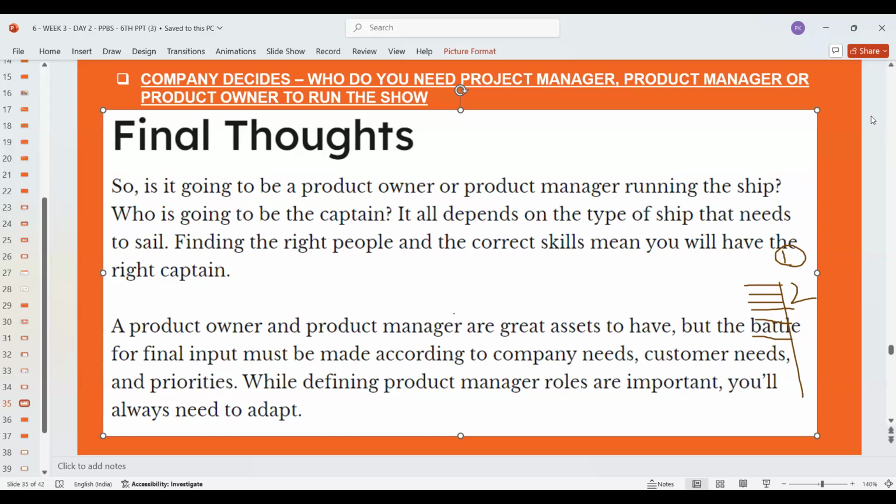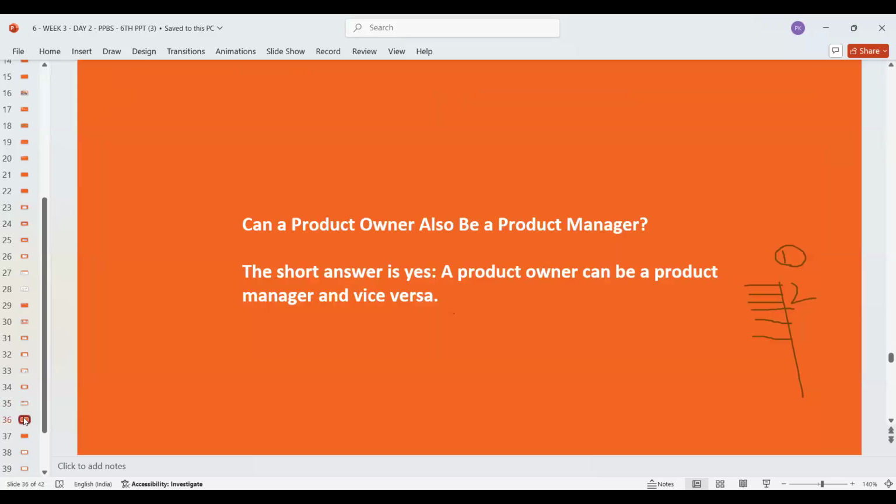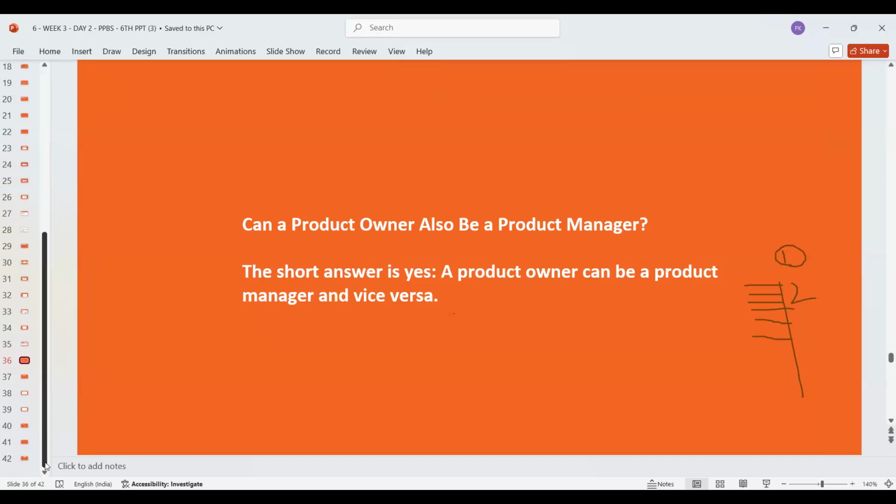So any doubts in this, guys? I know when you hear this for the first time, it might be a little confusing, or it might sound like they all look similar to me. But yes, can a product owner also be a product manager? So the short answer is yes, and it can be vice versa, right?